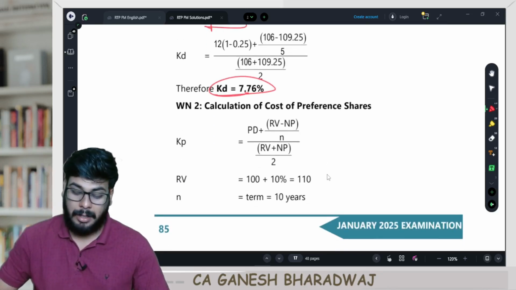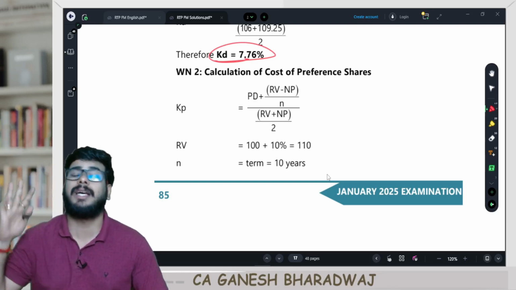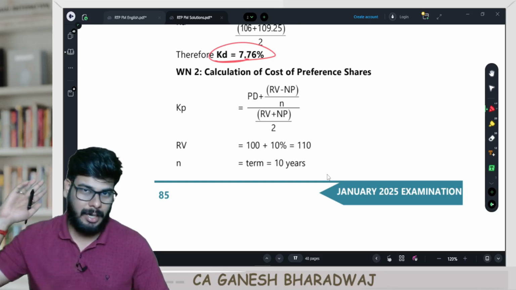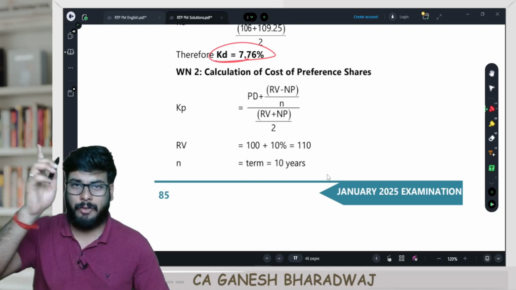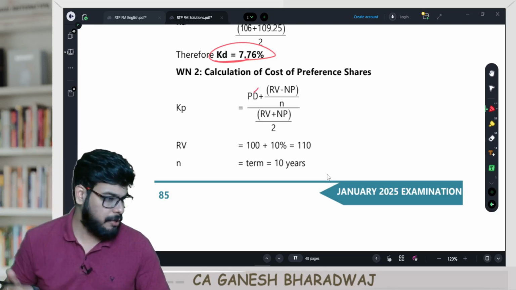The next one, calculating the cost of preference shares. So what is the formula for preference shares? Exactly the same as your KD calculation, except for one difference. Here, the dividend is not a tax deductible expense. So instead of I into 1 minus T, it's directly your preference dividend, right? So now preference dividend, how much is that?